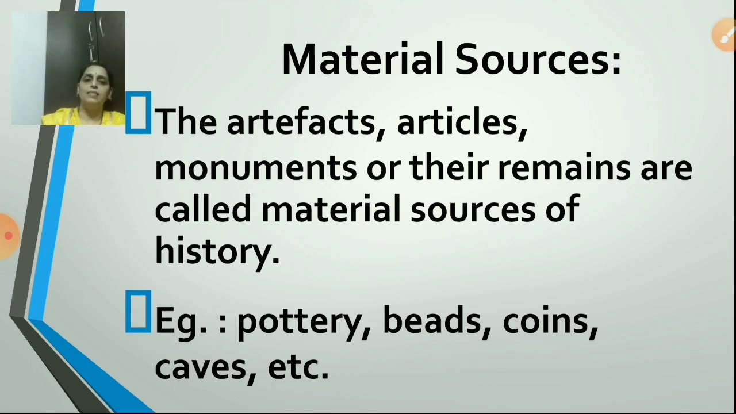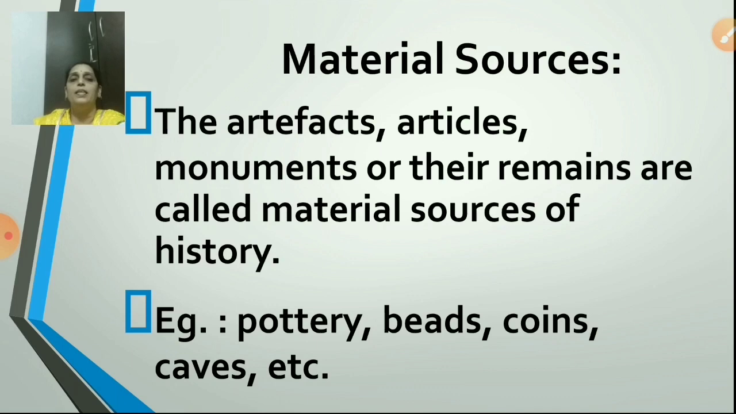The artifacts, articles, monuments or their remains are called material sources of history. For example, pottery, beads, coins, caves, etc. This means, students, artifacts means an object made by a person. So artifacts and articles and monuments or their remains, the remains of the monument or articles, are called material sources of history. For example, pottery, beads, coins, caves, etc.